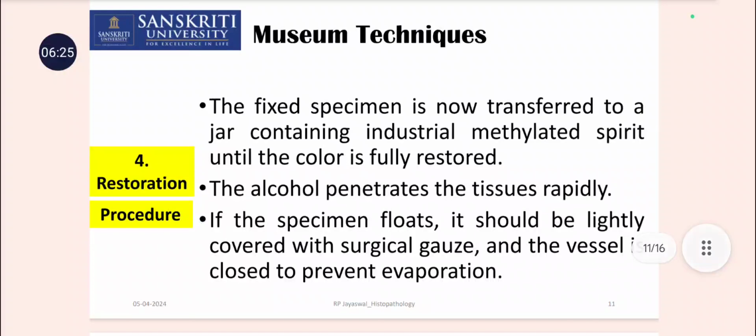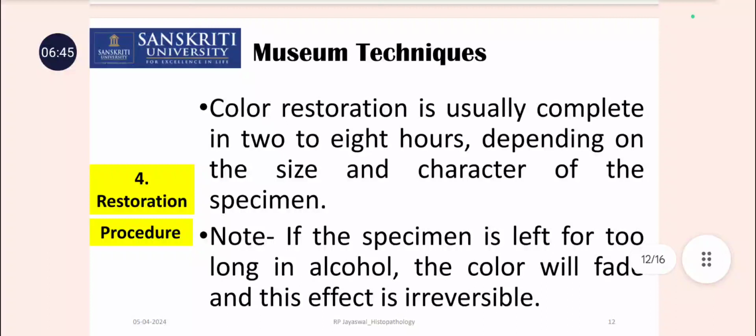Now the restoration procedure. The fixed specimen is transferred to a jar containing industrial methylated spirit until the color is fully restored. The alcohol penetrates the tissue rapidly, and if the specimen floats, it should be lightly covered with surgical gauze. The vessel is closed to prevent evaporation. Color restoration is usually complete in 2 to 8 hours depending on the size and character of the specimen.